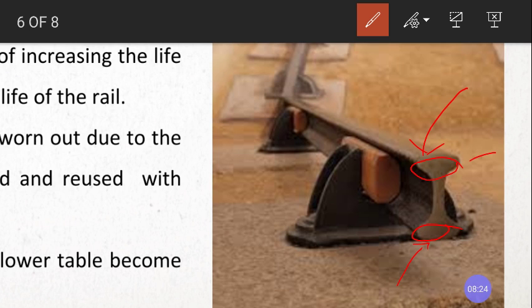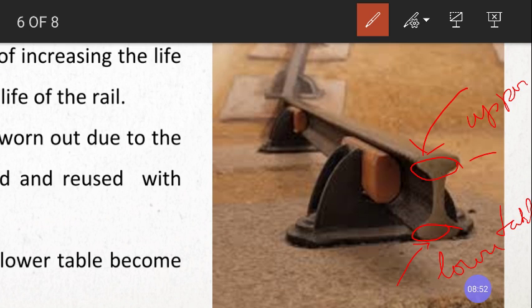This is called the upper table, or you can call it the head, and this is your lower table. It's like a table where we allow the movement of wheels. So the first type of rail was the double-headed rail. There were two rail heads.